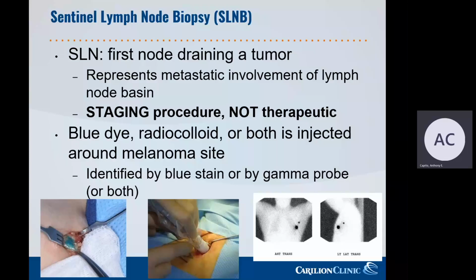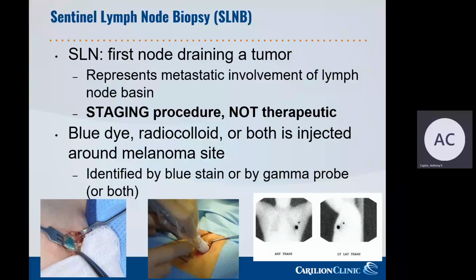The idea is to find the sentinel node, or the first node draining a tumor or a particular body of the finger or the region. And this represents the metastatic involvement of the lymph node basin. Basically, if there's a spot on your body, it's going to drain to this lymph node first. And this is a staging procedure.